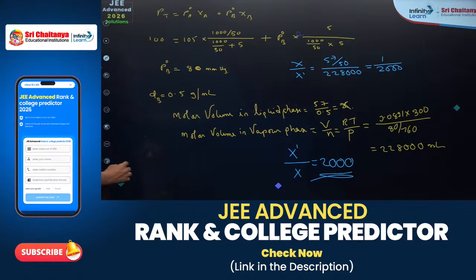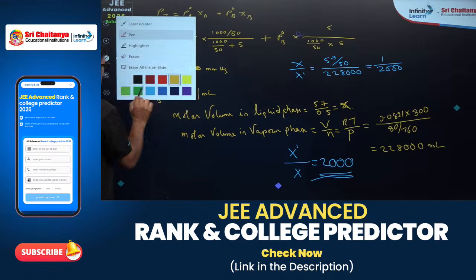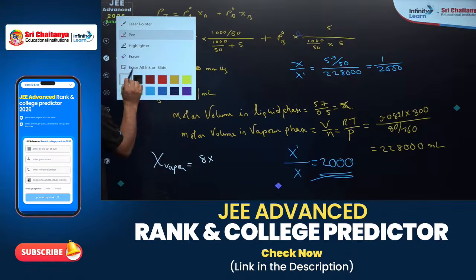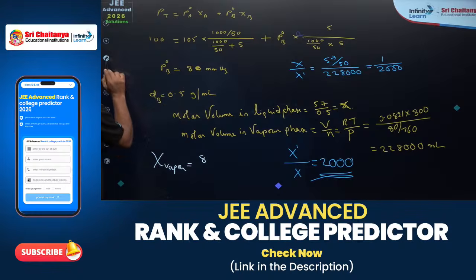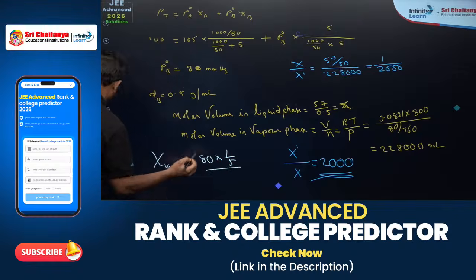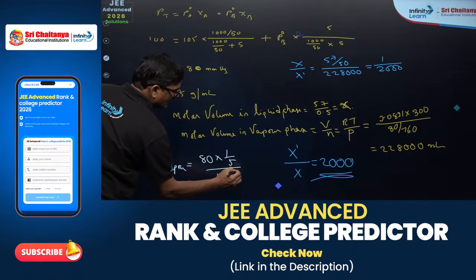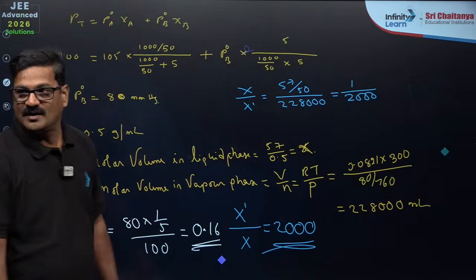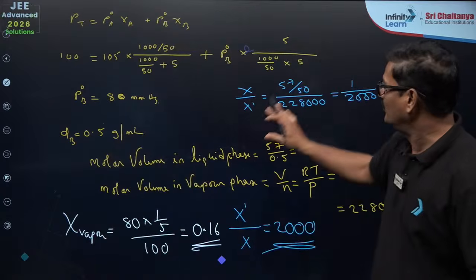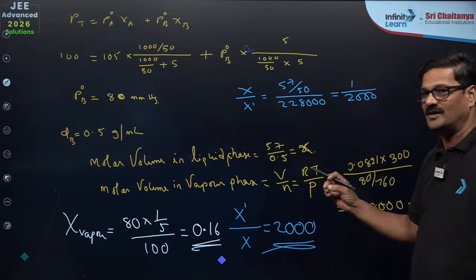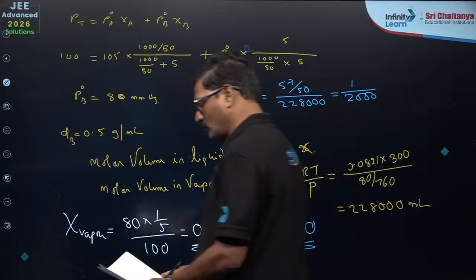And the mole fraction in the vapor phase is going to be 80 into 1/5 upon 100. You are going to get 0.16 as the answer for the second question. So, like that the questions are going to be solved here, and JEE Advanced 2026 solutions are really helpful in doing so. Let us solve one more question here.